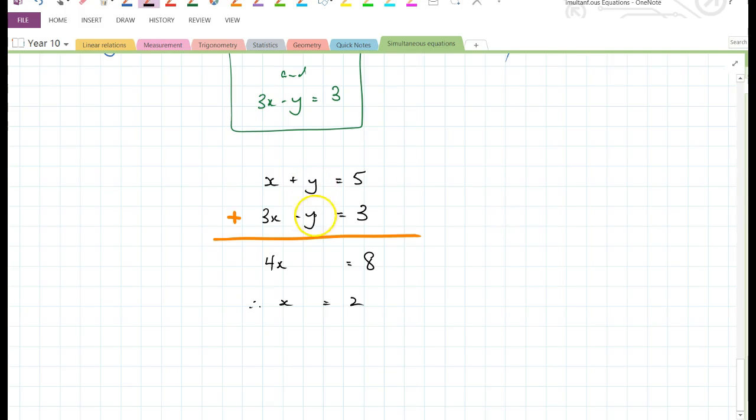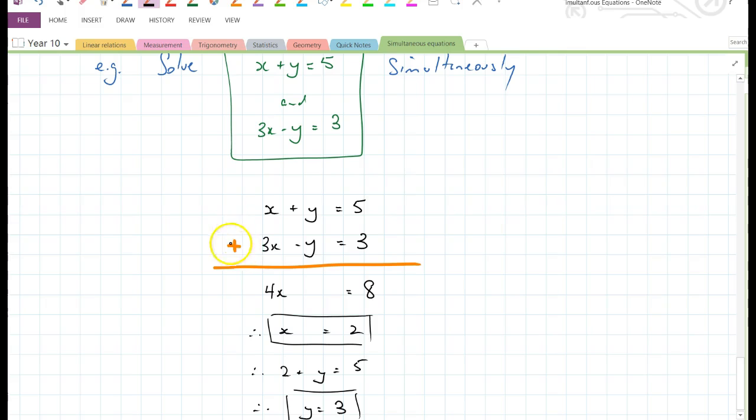Don't forget to go back in and put it up here. Put 2 in here perhaps. Therefore, 2 plus y is equal to 5. And therefore, y is equal to 3. So we've got x equals 2 and we've got y equal to 3. And that solves it by elimination. Okay, and we used the plus method because the signs here were opposite. If they were the same, I would have done a subtraction.